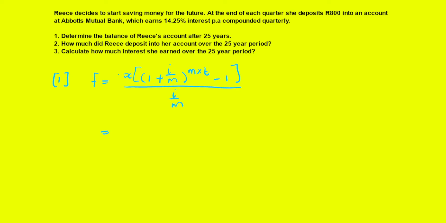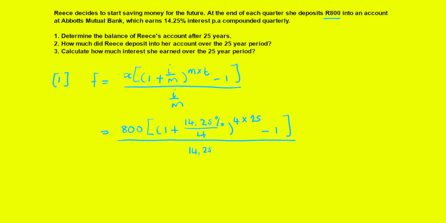Perfect. 800 rand is the consistent amount, so that's X. Our I is 14.25% divided by 4, since it's quarterly, to the power of 4 times how many years? Times 25 years, minus 1, over 14.25% divided by 4. If you put this in your calculator, you would get a wholesome amount of 72156.14.